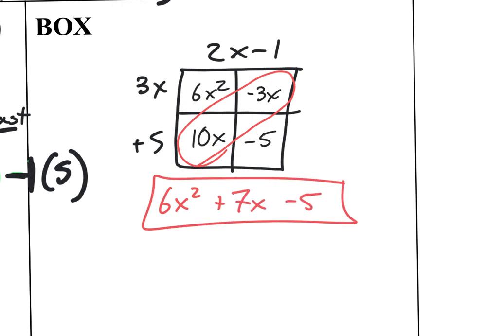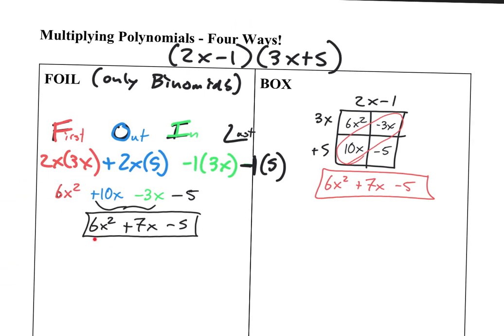Notice we did it a different way, but we got the exact same answer. Math is like that, right? Sometimes there's a lot of different ways to do the same type of problem. Okay, so there's the box method. All right, now let's go to the vertical method.